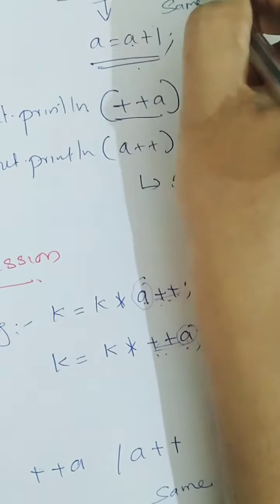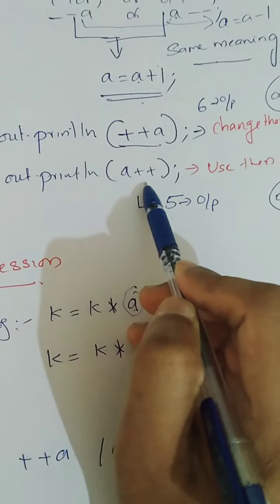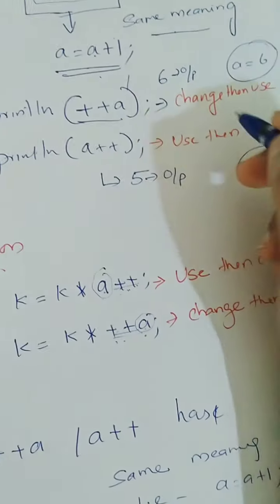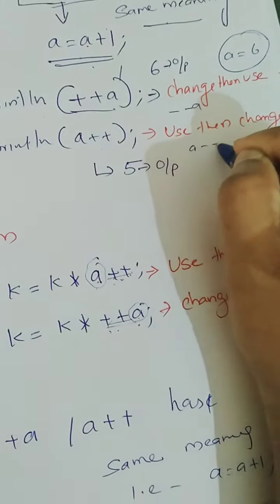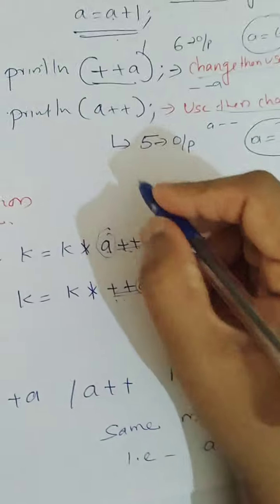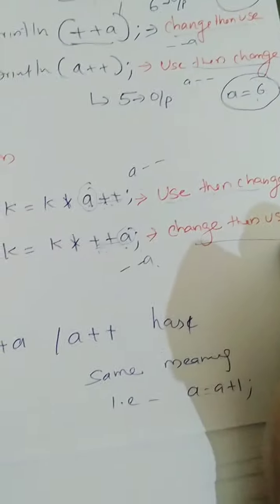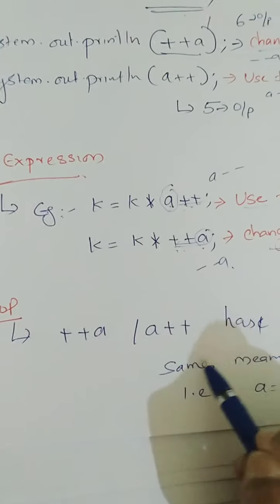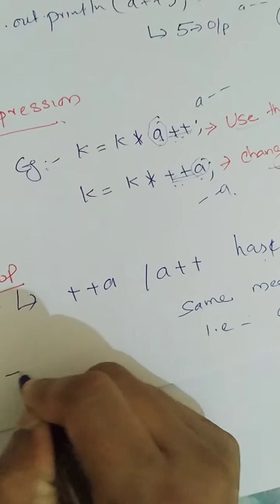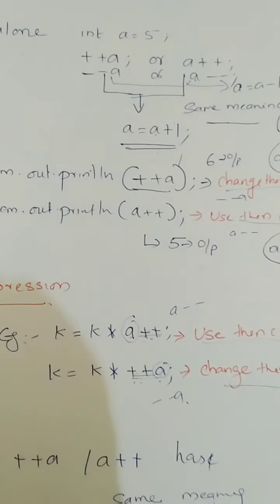Minus means it will go like this, a minus 1. And if it comes like plus a or a plus plus, or minus a or a minus minus, then change then use. If it comes in an expression, it can also come as a minus minus or minus minus a. Use then change, then use. If it comes in a loop, both are the same meaning. Even if it is for minus minus a or a minus minus, both have the same meaning, that is a is equal to a minus 1. I think it is clear with this. We'll solve an expression, then it will be clear for you.